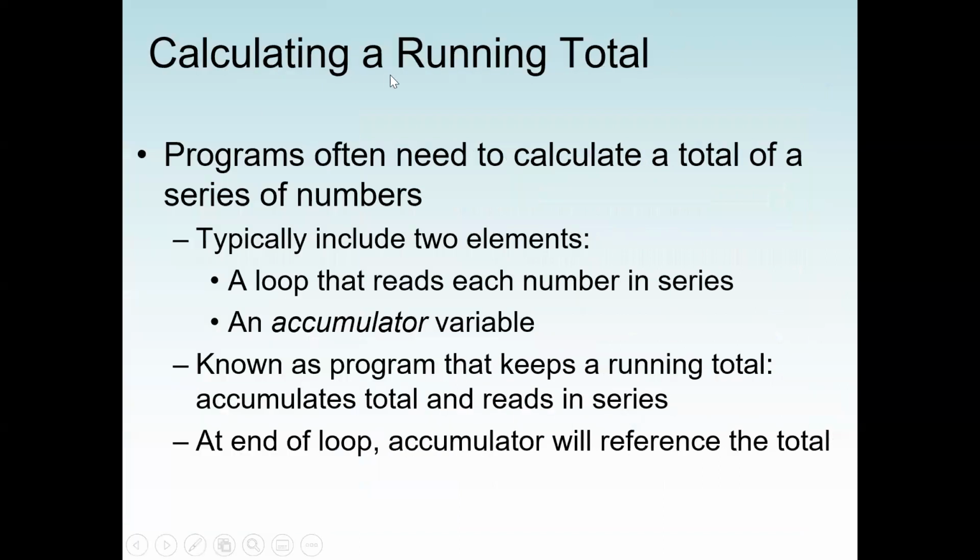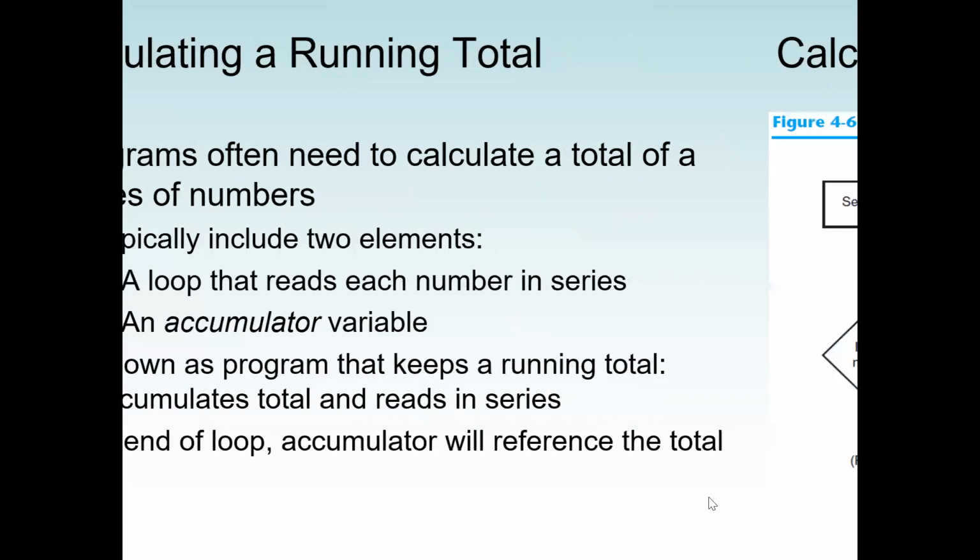Now let's say calculating a running total. Programs often need to calculate a total of a series of numbers. For example, calculate the total of the numbers from 1 to 100, which means 1 plus 2 plus 3 and so on. Typically, this includes two elements: a loop that reads each number in a series, and also an accumulator variable. So for example, sum equals sum plus I, where I is our variable. So now sum becomes the accumulator variable. This is known as a program that keeps a running total: it accumulates the total and reads in a series. At the end of the loop, the accumulator will reference the total for us.